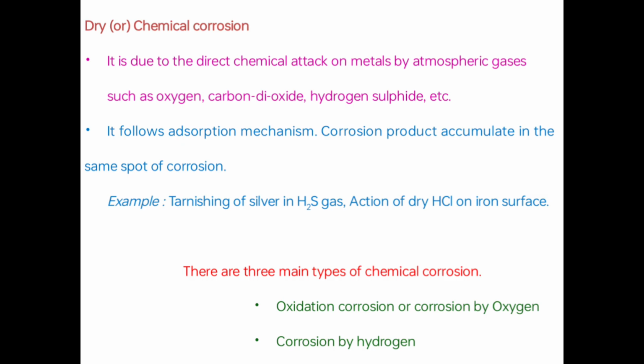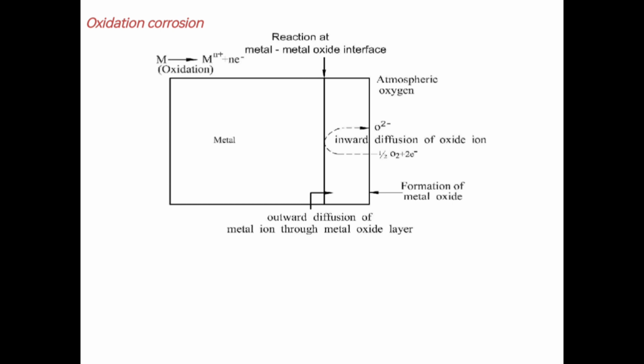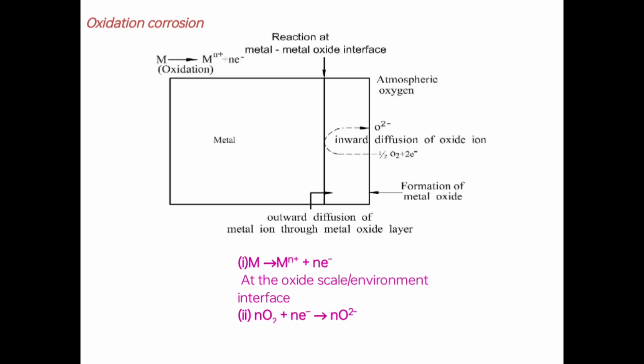There are three main types of chemical corrosion: oxidation corrosion or corrosion by oxygen, corrosion by hydrogen, and liquid metal corrosion. Oxidation corrosion diagram: M reacts to give Mn+ plus ne minus, the oxidation reaction, and metal goes to metal oxide at the surface. At the oxide scale environment interface, n/2 O2 plus ne minus gives n/2 O2 minus. Overall reaction: M plus n/2 O2 gives Mn+ plus n/2 O2 minus.